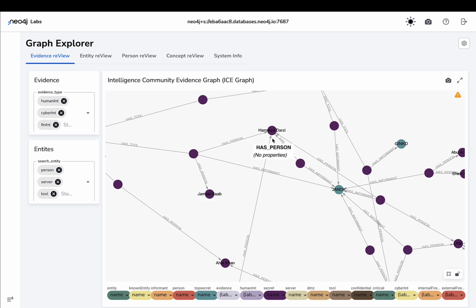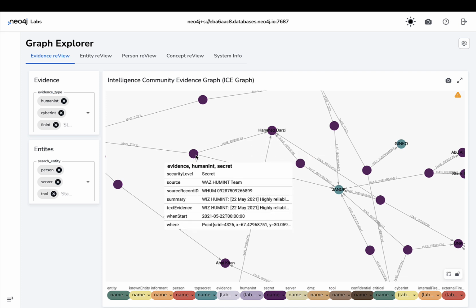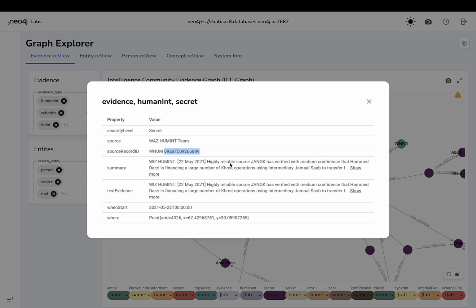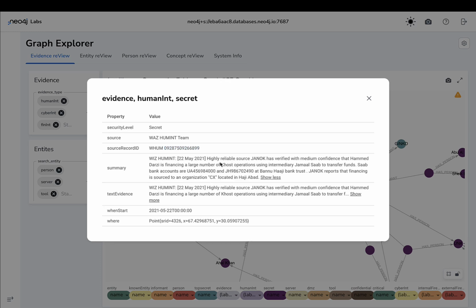So let's just take a look at some of this evidence here that we have. If I double click on this one, I'm just going to click show. It says highly reliable source Janok has verified with medium confidence that Hamad Darzi is financing a large number of coast operations using an intermediate Jamal Saab to transfer funds. And then it goes on to list those 2 bank accounts, which the reasoner picked up on, that we need to look into. So let's find out a little bit more about those bank accounts.